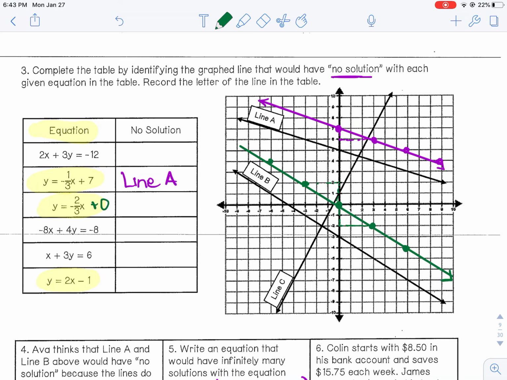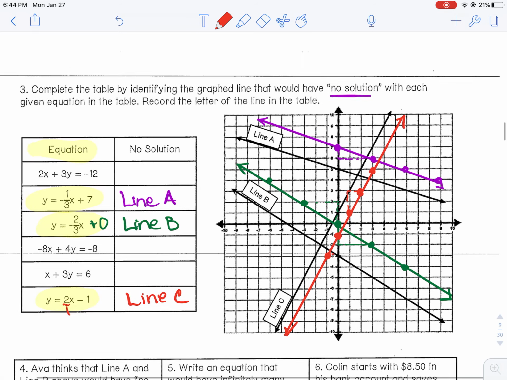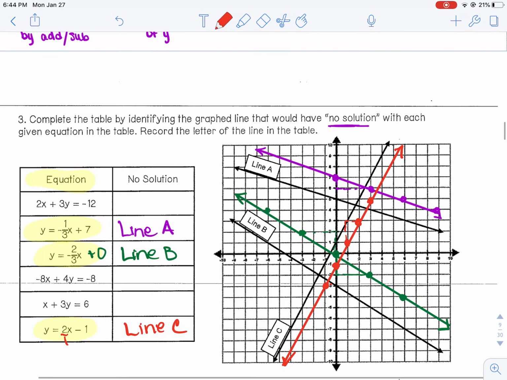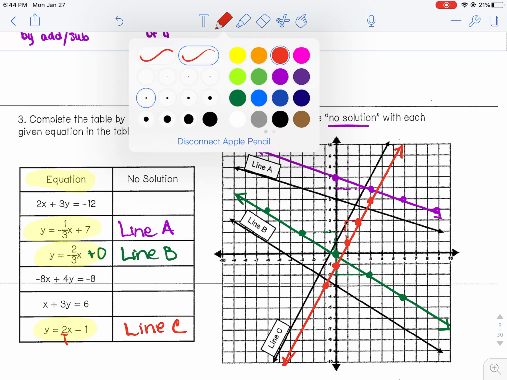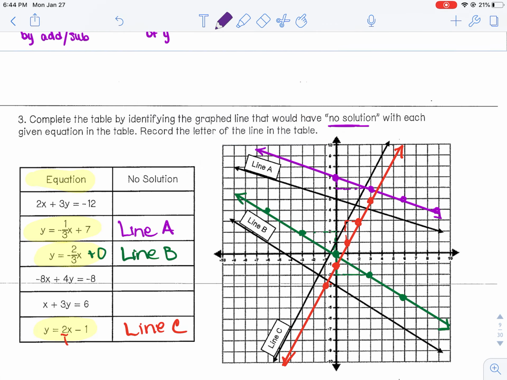Okay. I'm going to try to find some room to write these equations in slope-intercept form for us. Okay, so now I'm going to look at this one right here. I'm going to write it up here. I've got 2x plus 3y is equal to -12.